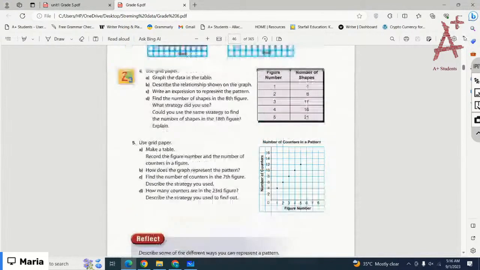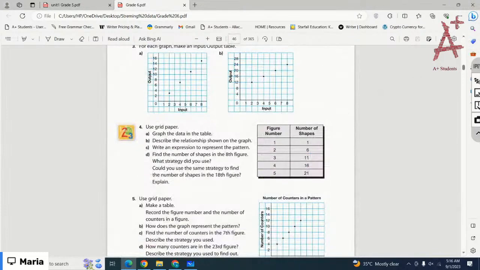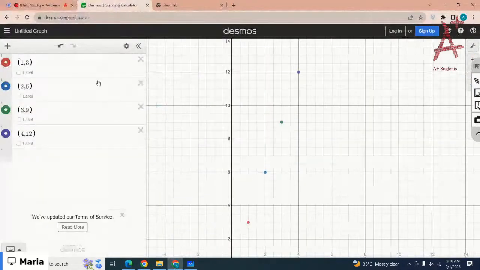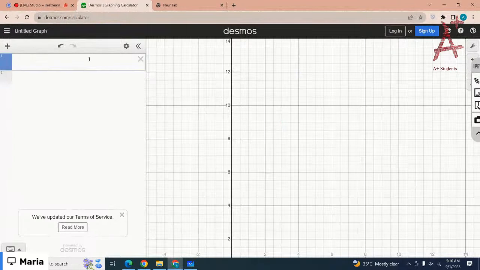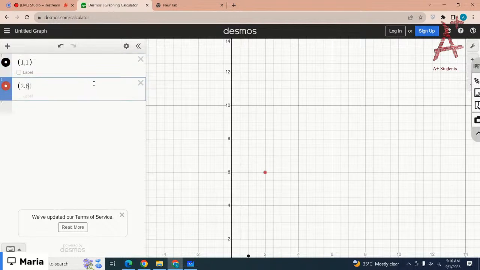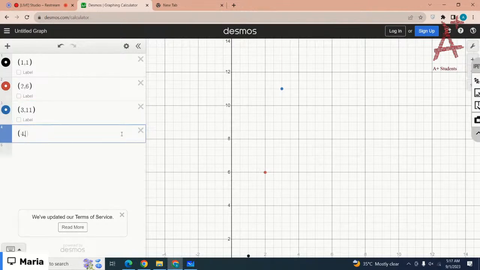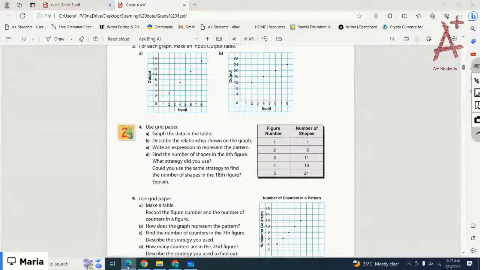Question number 4. Graph the data in the table. Okay, let me make a graph over here. The points are 1, 1; 2, 6; 3, 11; 4, 16; and 5, 21.